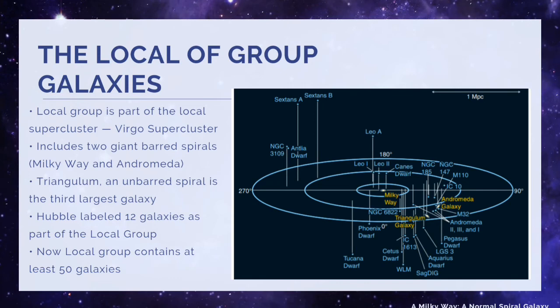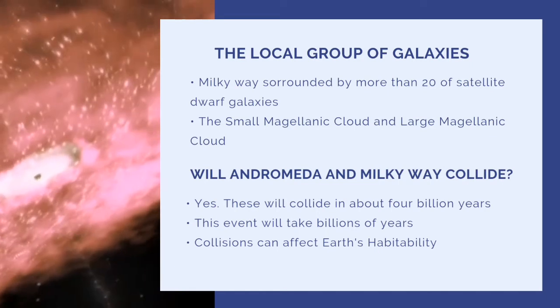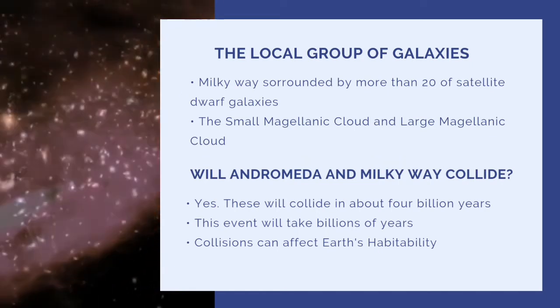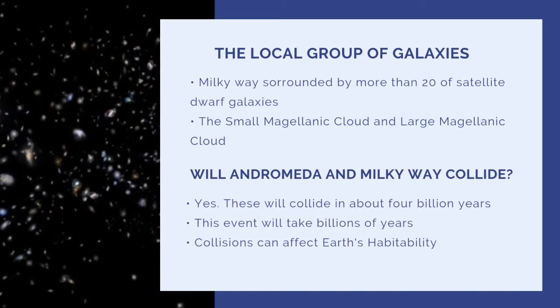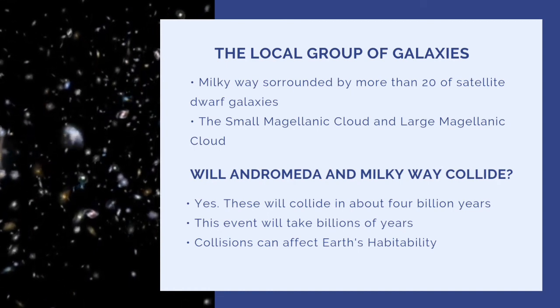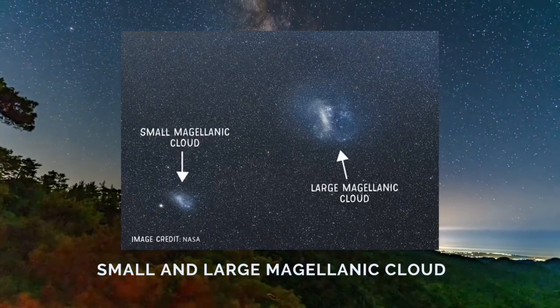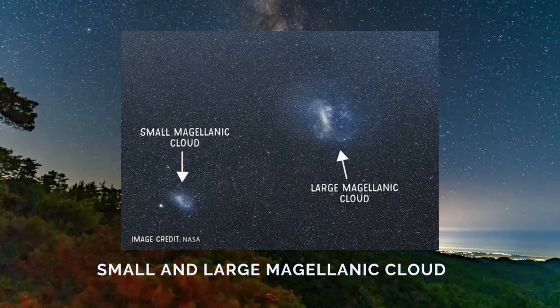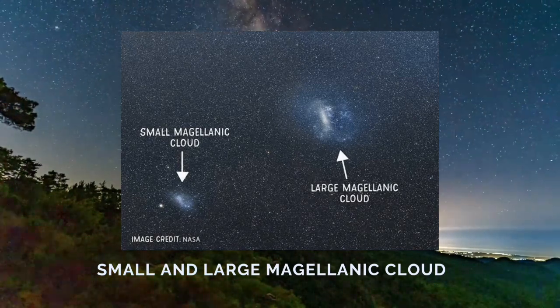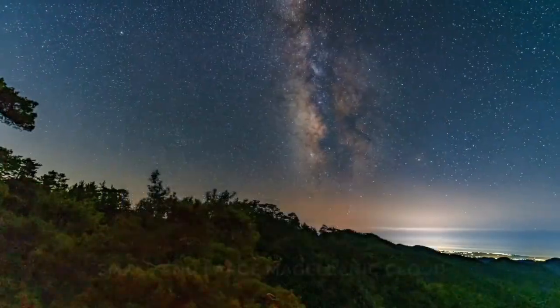Hubble labeled 12 galaxies as part of the Local Group, and now astronomers count at least 50 galaxies in the Local Group, many of which are tiny dwarf galaxies. The Milky Way is surrounded by more than 20 satellite dwarf galaxies, which are smaller galaxies that orbit around it. The most prominent of these are the Small Magellanic Cloud and the Large Magellanic Cloud, each around a tenth the size of the Milky Way, which can be seen with the naked eye and are observable from the southern hemisphere.